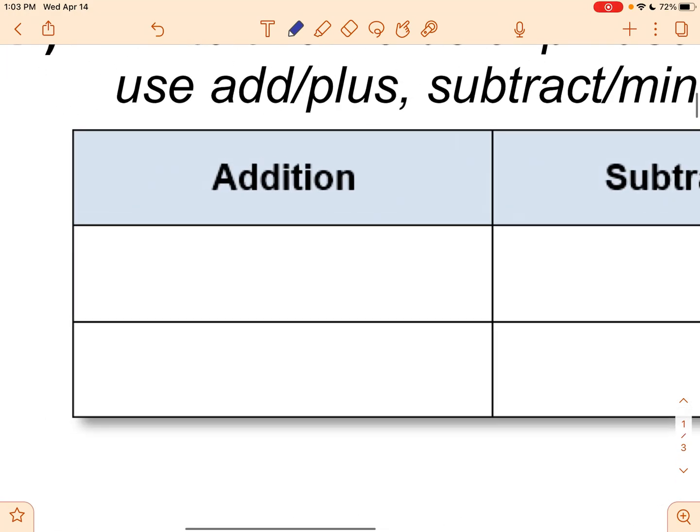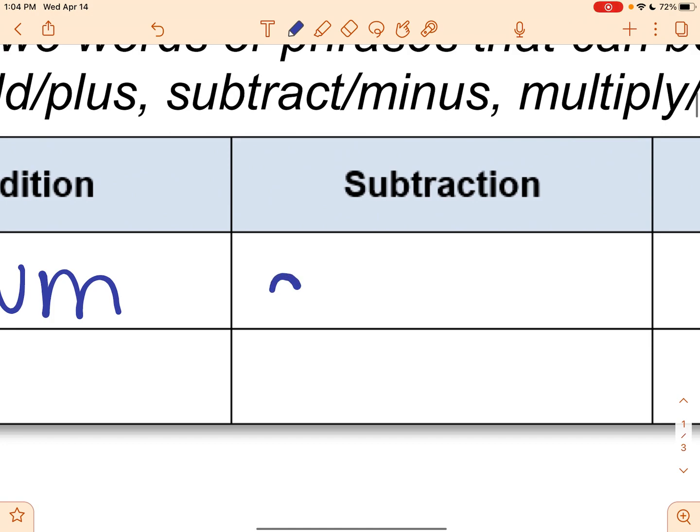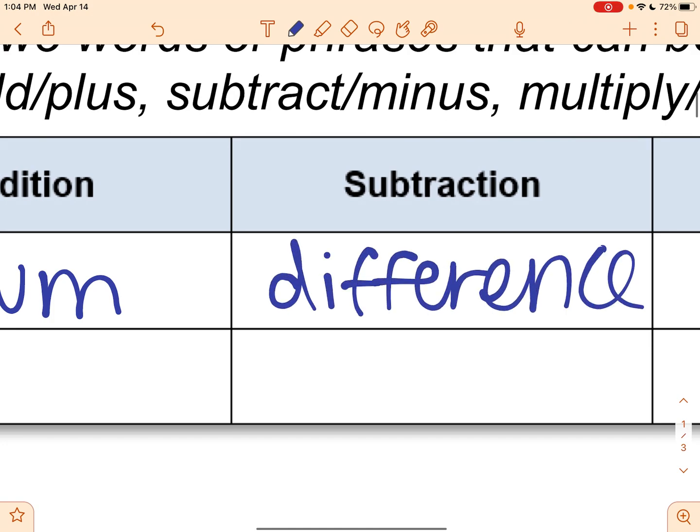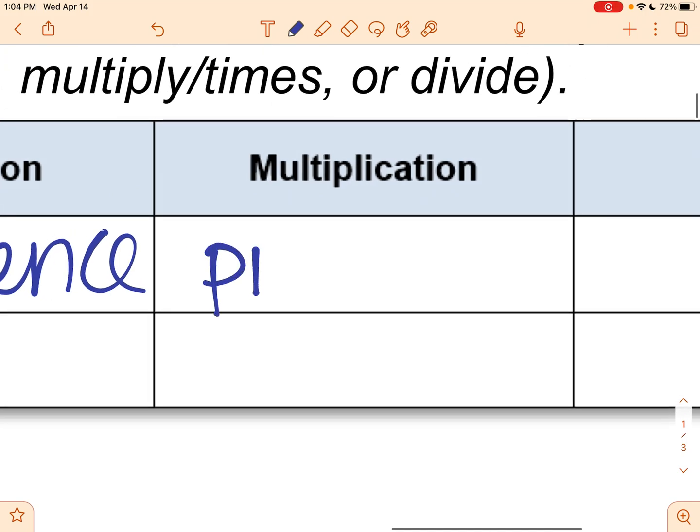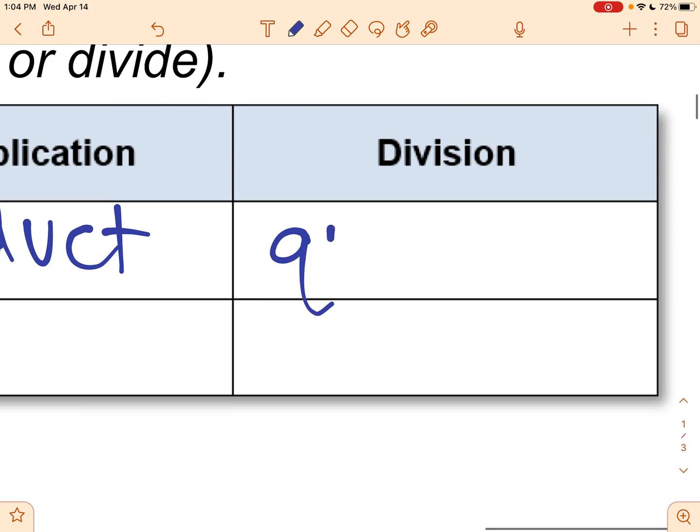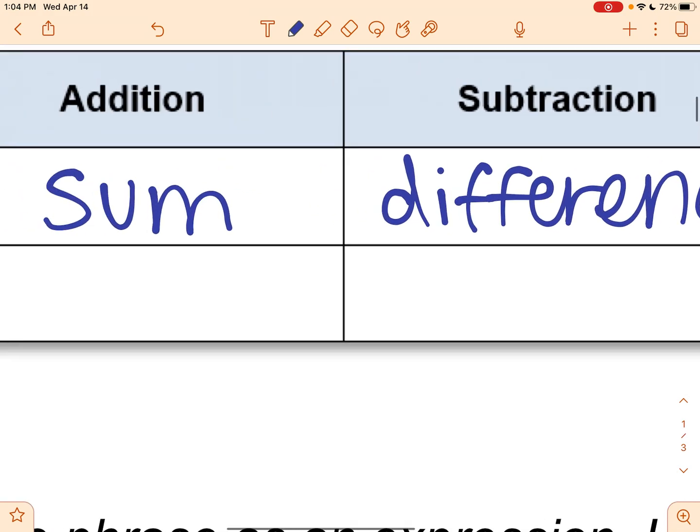So the first word that I always use is the answer to one of these problems, what they're called. So the answer to an addition problem is called a sum. The answer to a subtraction problem is called a difference. The answer to a multiplication problem is called a product. And the answer to a division problem is called a quotient. Alright, and then a few other words.